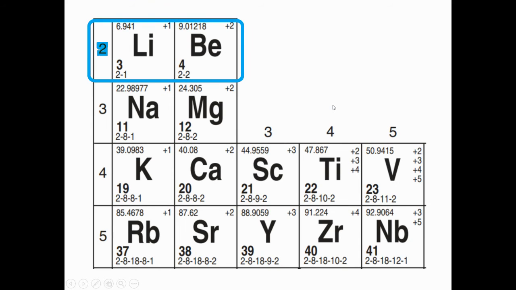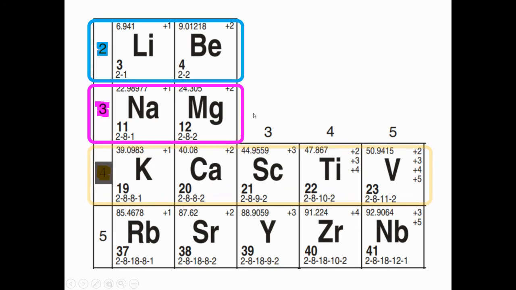Now there's one more pattern that we're going to look at, and that has to do with the row or the period. Rows are called periods in the periodic table. When we're in row number 2, how many shells of electrons do we have? Well, we got 2 shells of electrons in lithium and 2 shells of electrons in beryllium. Let's go to row 3. Hey, the electrons are in 1, 2, 3 shells. 2-8-1, that's 3 shells. 2-8-2, that's 3 shells.